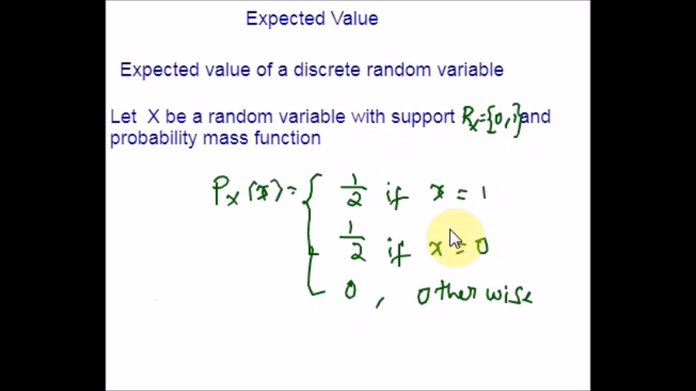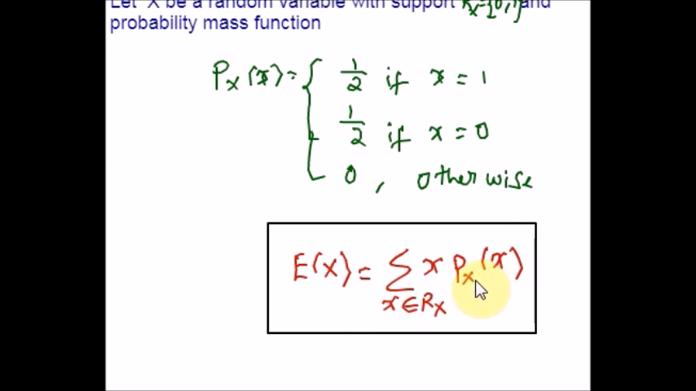Here is the example. Let x be a random variable with support Rx. It has the elements 0, 1, and the probability mass function is 1 over 2 if x is equal to 1 and 1 over 2 if x is equal to 0. Otherwise, the probability mass function will be 0. So let's find the expected value. I'm just going to apply the formula. Here is the formula. So I'm just going to plug it in.